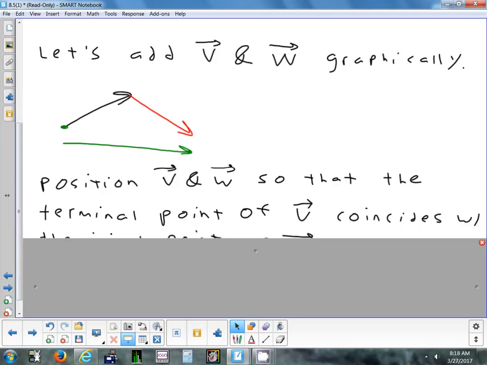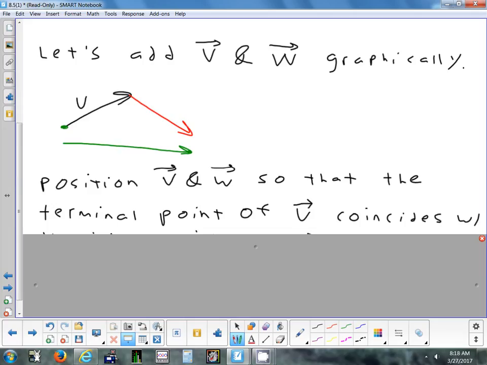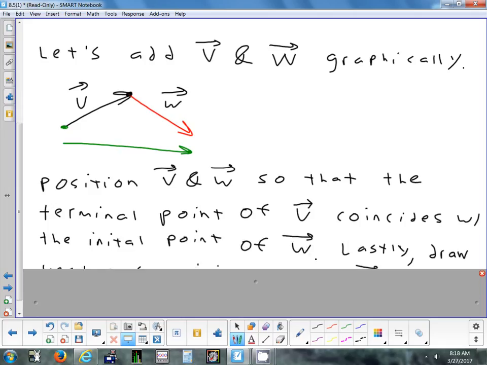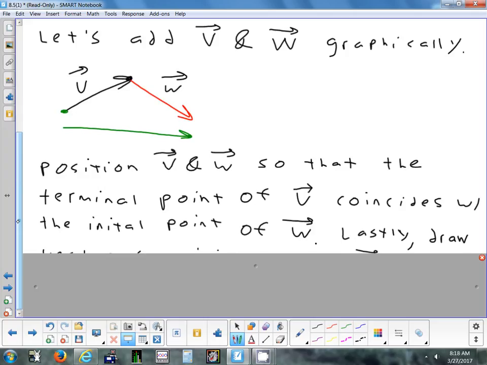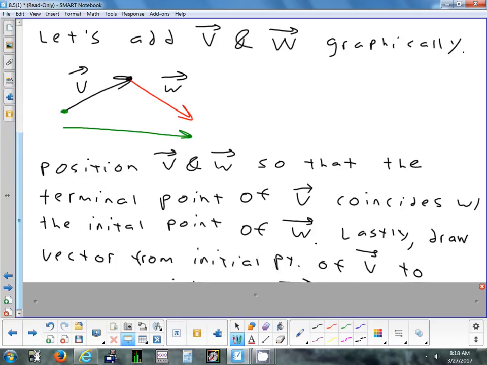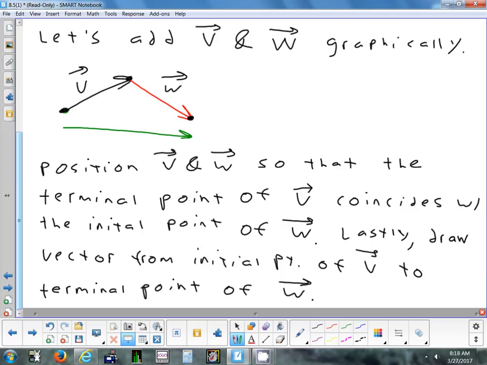Now I'll explain what we just did. Position the two vectors, V and W, so that the end point of V and the initial point of W are right on the same spot. Right there. After you line them up that way, draw from the initial point of V to the terminal point of W. From here to there. And once you draw that, that's the answer.